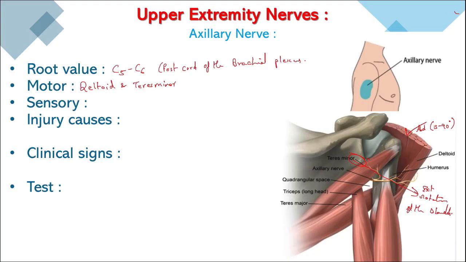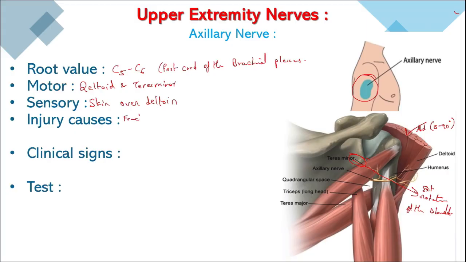Now in sensory, mostly we can see the skin over the deltoid. If you look at this image, you can see this area, where the axillary nerve passes over the deltoid muscle. This is the sensation of the axillary nerve, seen in these dermatomes and myotomes.